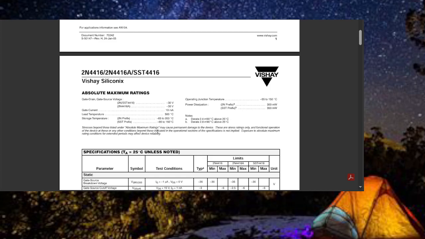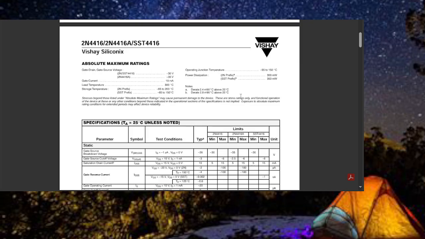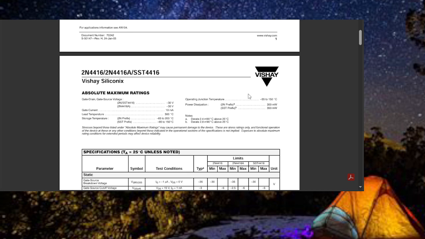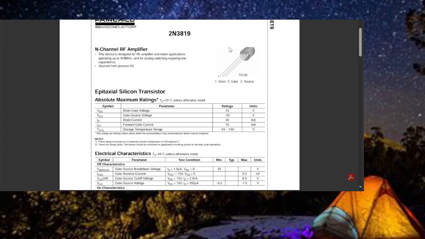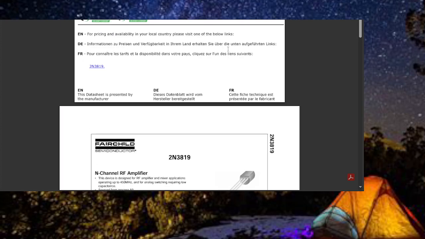We've got a storage temperature. These are 300 milliwatts. And the operating junction temperature is minus 55 to 150. That's pretty good. Now it says derate 2.5 milliwatts per degree C above, and it doesn't say anything about below. So let's go ahead and go to the 2819 and see what.